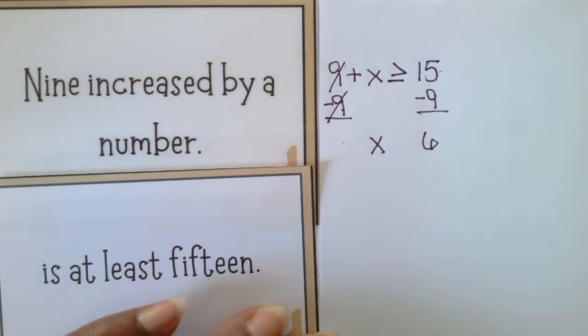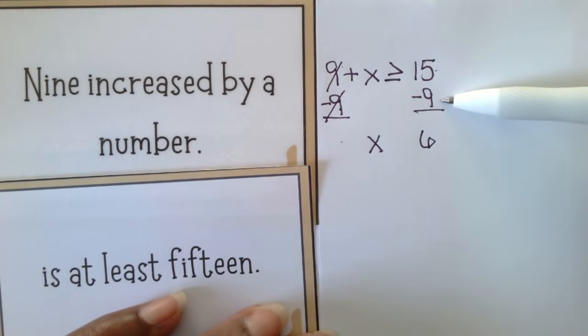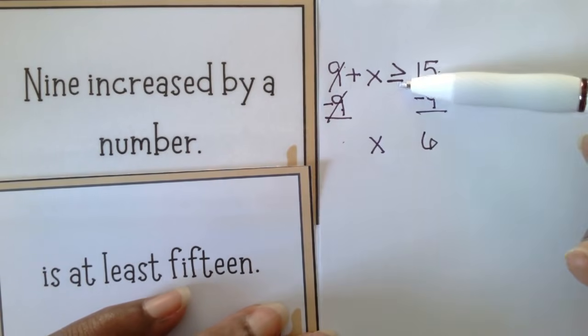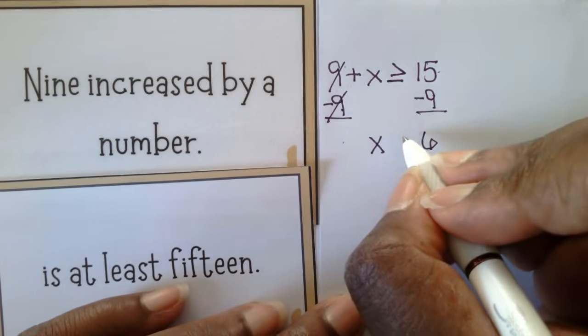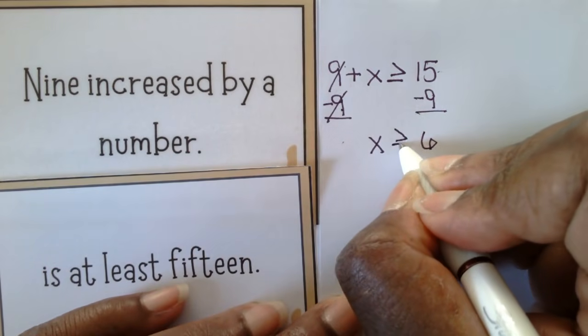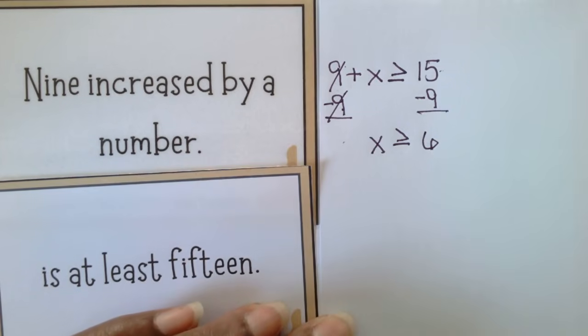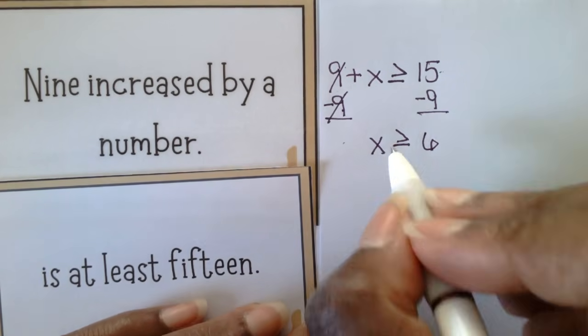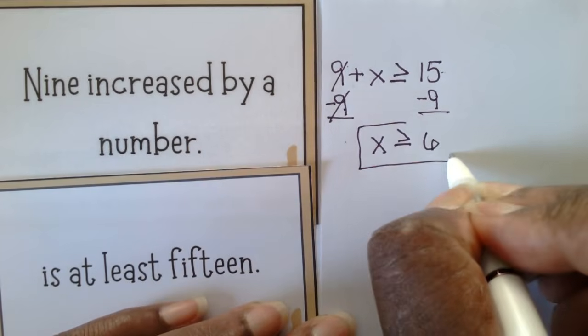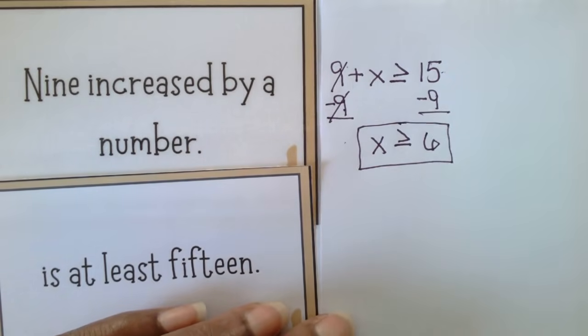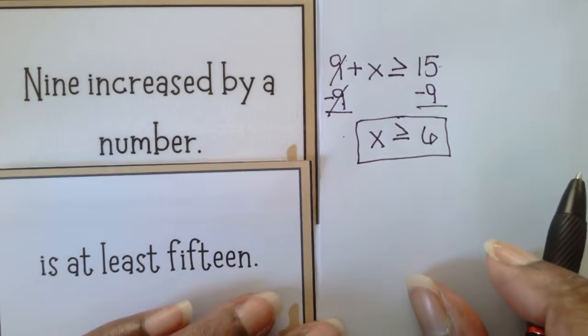So, this is the thing. Because you subtracted, the inequality sign stays the same. It only changes direction if I multiply or divide by a negative number. So this will be our answer for this problem.